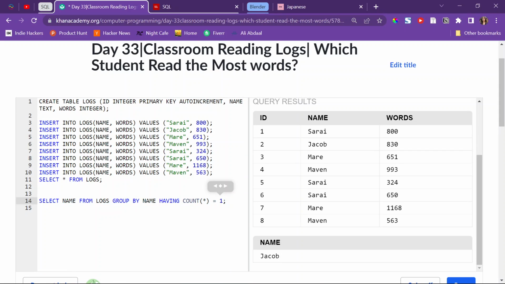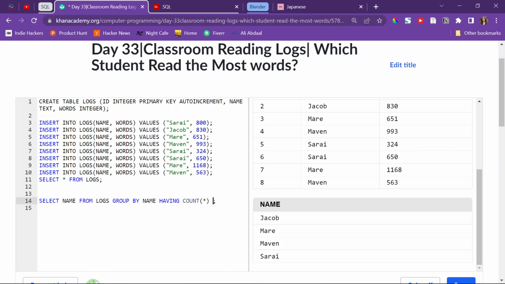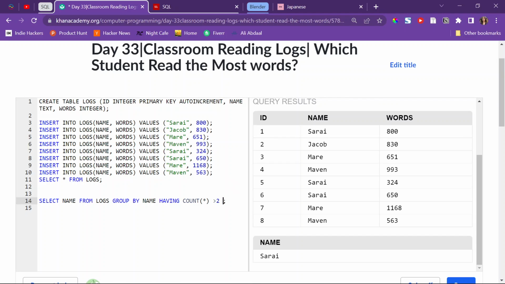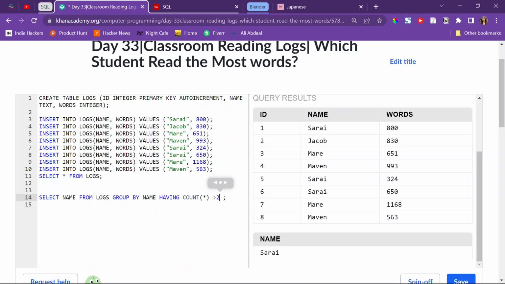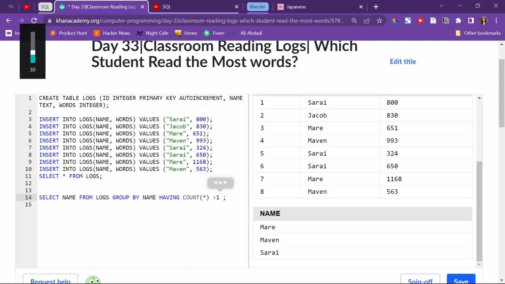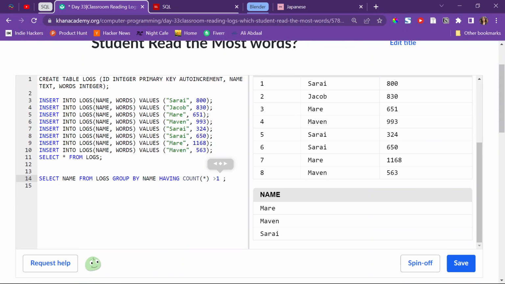If I did 3, then I would show up because I did 3. And if I did greater than 2, I would still show up because I'm the only one who did greater than 2. Let's say greater than 1, then Mare, Maven, and I would show up because we all did more than 1 log.